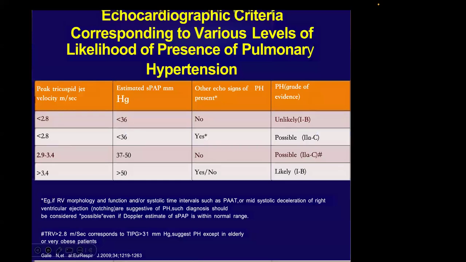Echocardiographic criteria corresponding to the various levels of likelihood of the presence of pulmonary hypertension: peak tricuspid jet velocity, estimated systolic pulmonary arterial pressure, other echo signs of pulmonary hypertension present, and the grade of evidence. For example, if RV morphology and function and systolic time intervals such as PAT or mid-systolic deceleration of right ventricular ejection notching are suggestive of pulmonary hypertension, such a diagnosis should be considered possible even if the Doppler estimate of systolic pulmonary arterial pressure is within normal range.